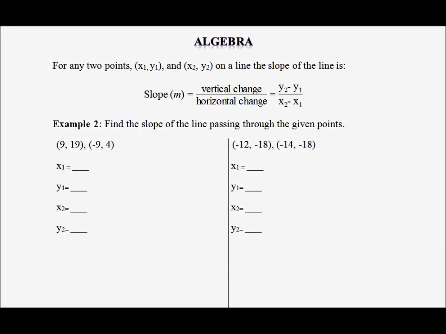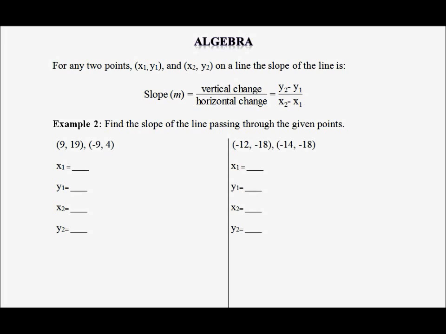Okay, we've gone over how to determine the slope of a line by using the rise over run by looking at the graph. Now we want to do it algebraically when we're given 2 points. For any 2 points, (x1, y1) and (x2, y2) on a line, the slope of the line is the vertical change over the horizontal change. The vertical change is going to be y2 minus y1, and your horizontal change will be x2 minus x1.